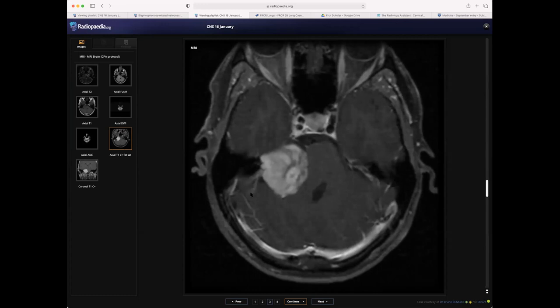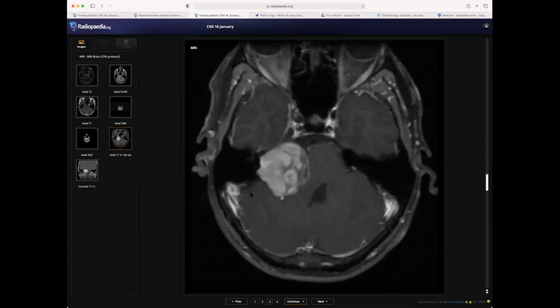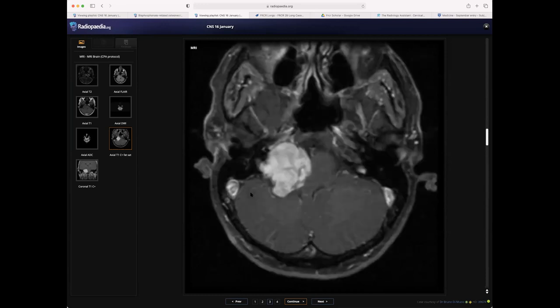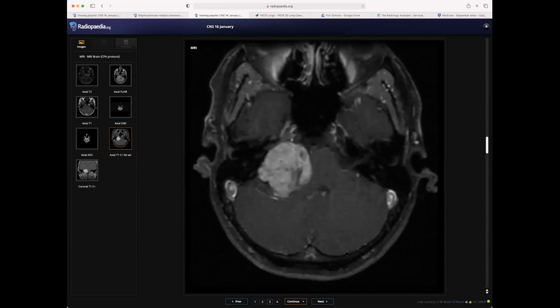Okay. And any other differential for the acoustic neuroma? The appearance is quite obvious for this, so no differential in this case.